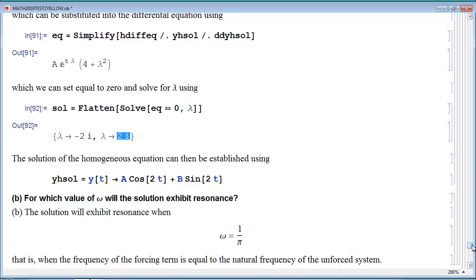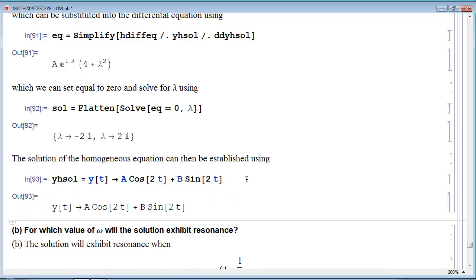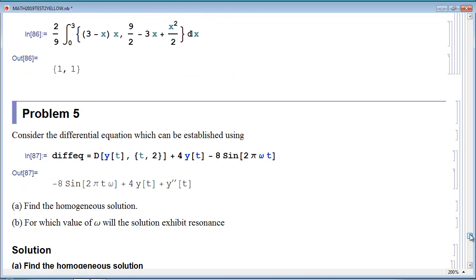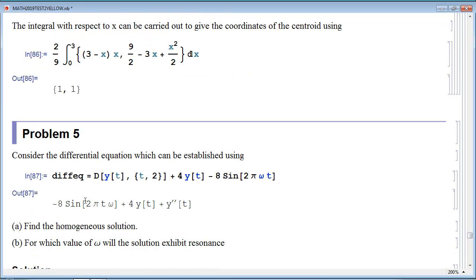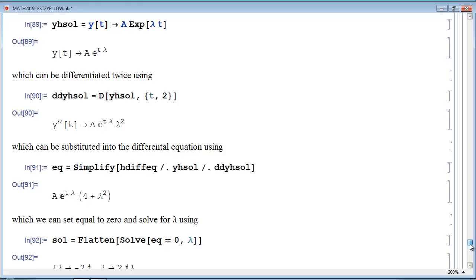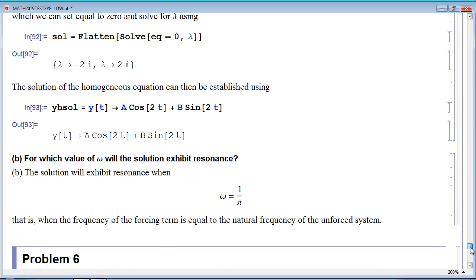That means that the solution of the homogeneous equation is periodic and can be expressed as a linear combination of cosine of 2t and sine of 2t. So that's that. Well, when will that exhibit resonance? It'll exhibit resonance when the frequency of the forcing term here, 2 pi omega, is equal to the natural frequency from the homogeneous solution. So that will occur when omega is equal to 1 over pi.